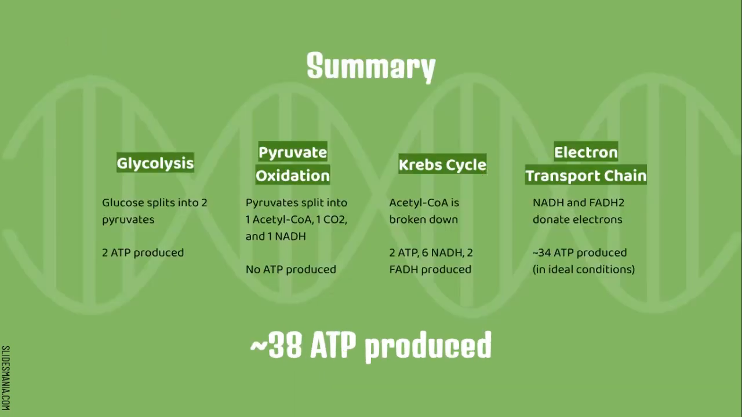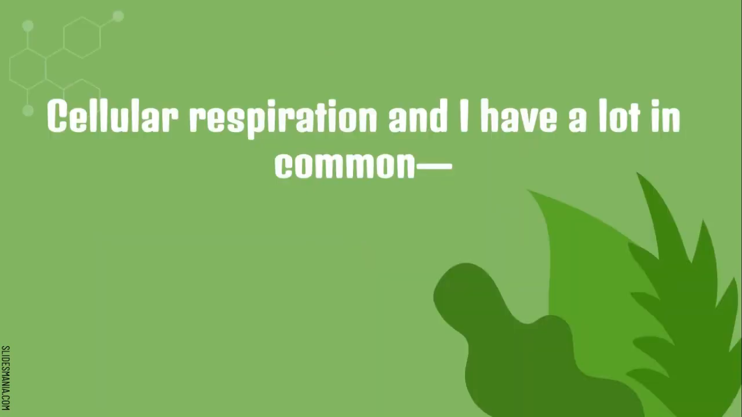Okay. In summary, in glycolysis, glucose splits into 2 pyruvates and 2 ATP is produced. For pyruvate oxidation, pyruvates split into 1 acetyl-CoA, 1 CO2, and 1 NADH, and no ATP is produced. In the Krebs cycle, acetyl-CoA is broken down. 2 ATP, 6 NADH, and 2 FADH2 are produced. And then in the electron transport chain, NADH and FADH2 donate electrons, and 34 ATP is produced in ideal conditions. And in total, 38 ATP is produced.